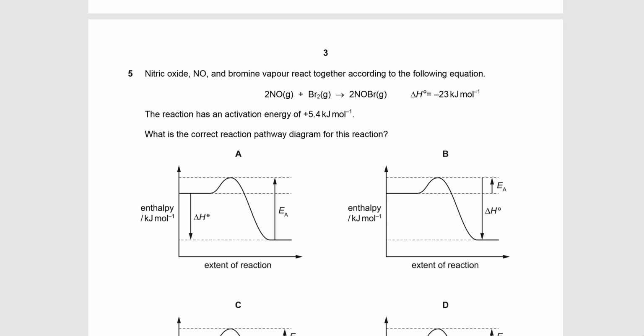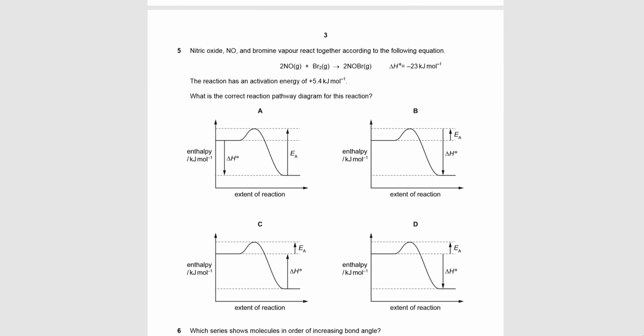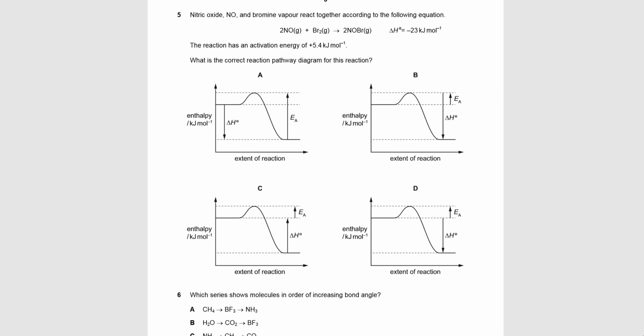Just let's make it fit to the page. Yes, in the question 5 you have nitric oxide NO and bromine vapor reacting together according to the following reaction. Here the reaction is exothermic. That means the gap between the reactant and the product should be on this side. And the reaction has an activation energy, it's positive. And this one should be the gap between the reactant and this, the highest point in the profile diagram.